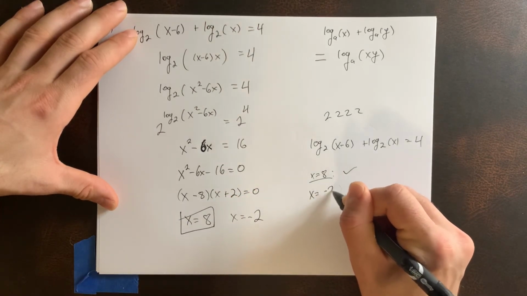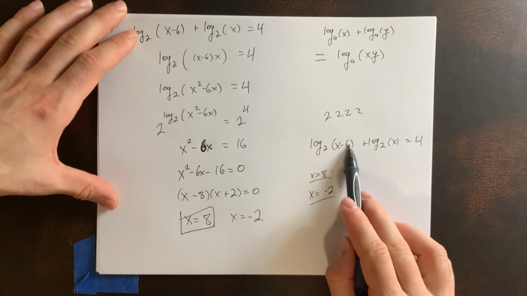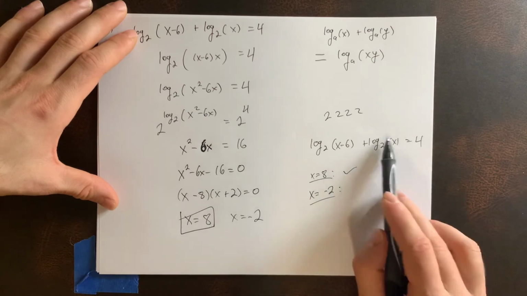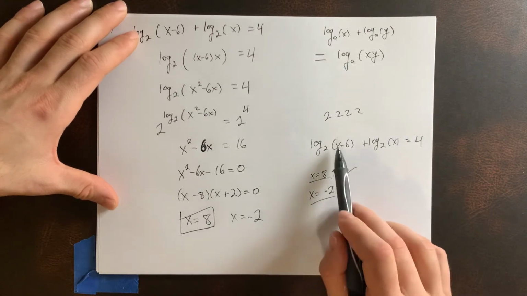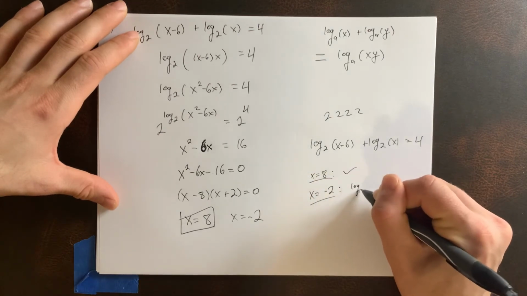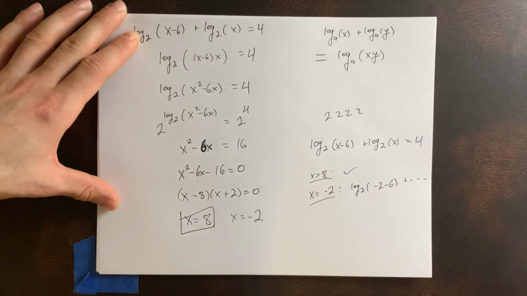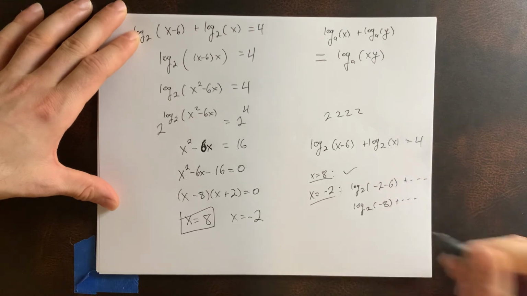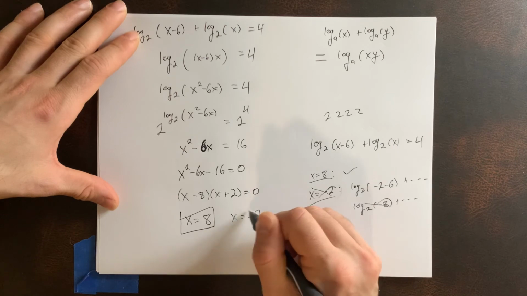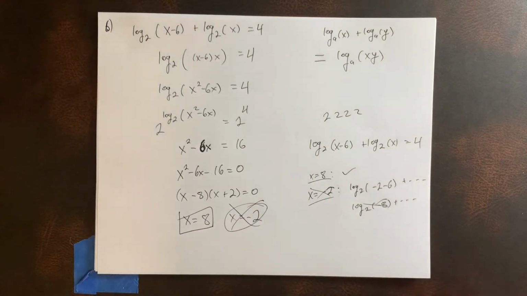But let's try x equals minus 2. If we plug in minus 2 here, we're going to get minus 2 minus 6, which is negative, so we can't have that. And again, if we plug in minus 2 here, we're going to get a negative. But we only need one negative for it to not work. So we're going to get log base 2 of minus 8 plus everything else. But we're not allowed to have that. So we have to get rid of this answer. So this one is not going to work. Only x equals 8 is going to be an answer for this problem.